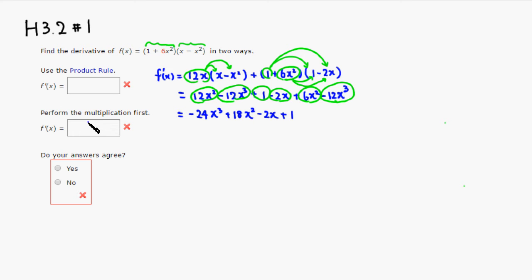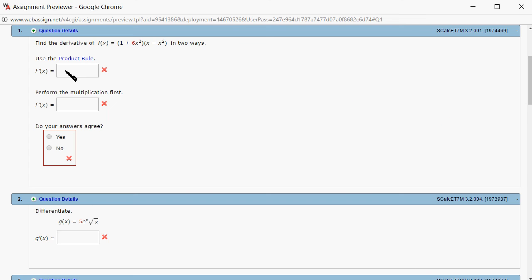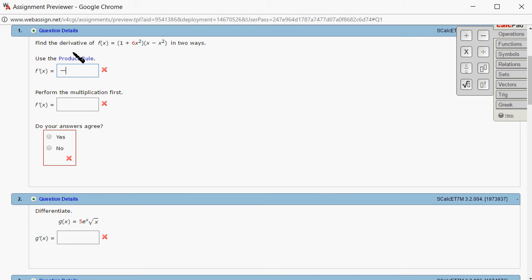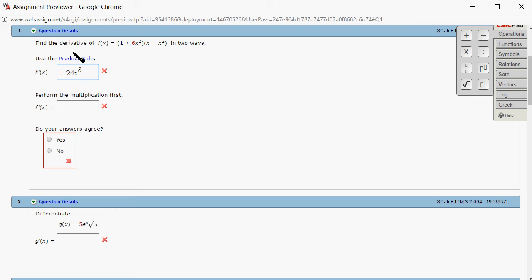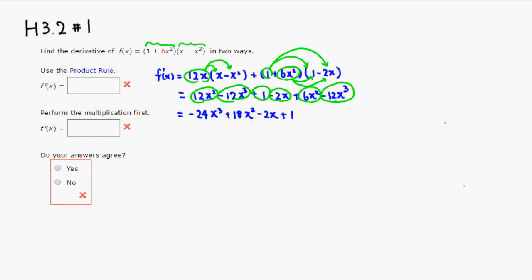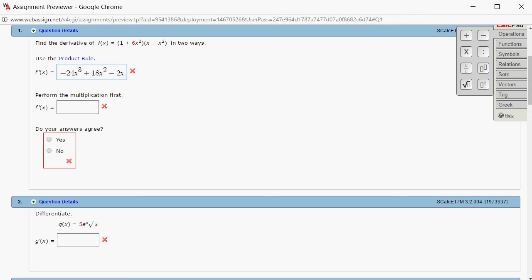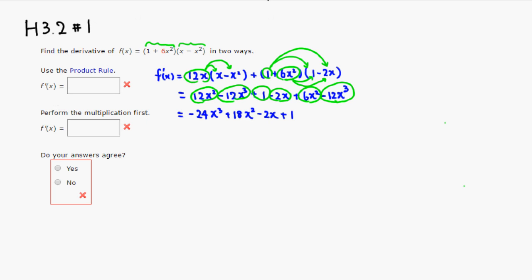Maybe I should plug that in, so we have negative 24x cubed and plus 18x squared and minus 2x and plus 1.